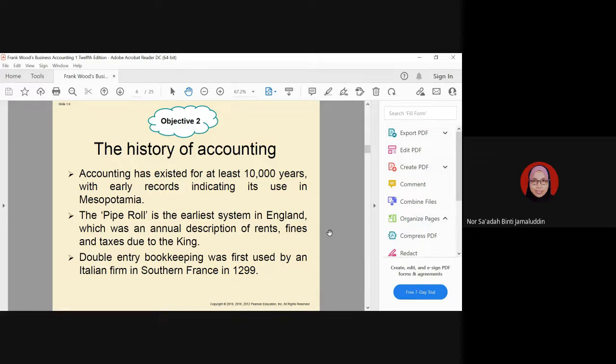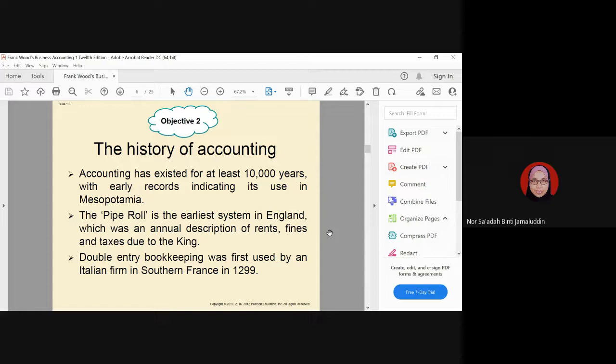Double entry bookkeeping is the equation of accounting. In accounting, when you want to record one transaction, you must do the double entry. It means that one side increases and one side decreases, or one side increases and the other side also increases. Debit side increases, maybe the credit side also increases. Debit side increases, credit side decreases. It must be equal to the same figure.